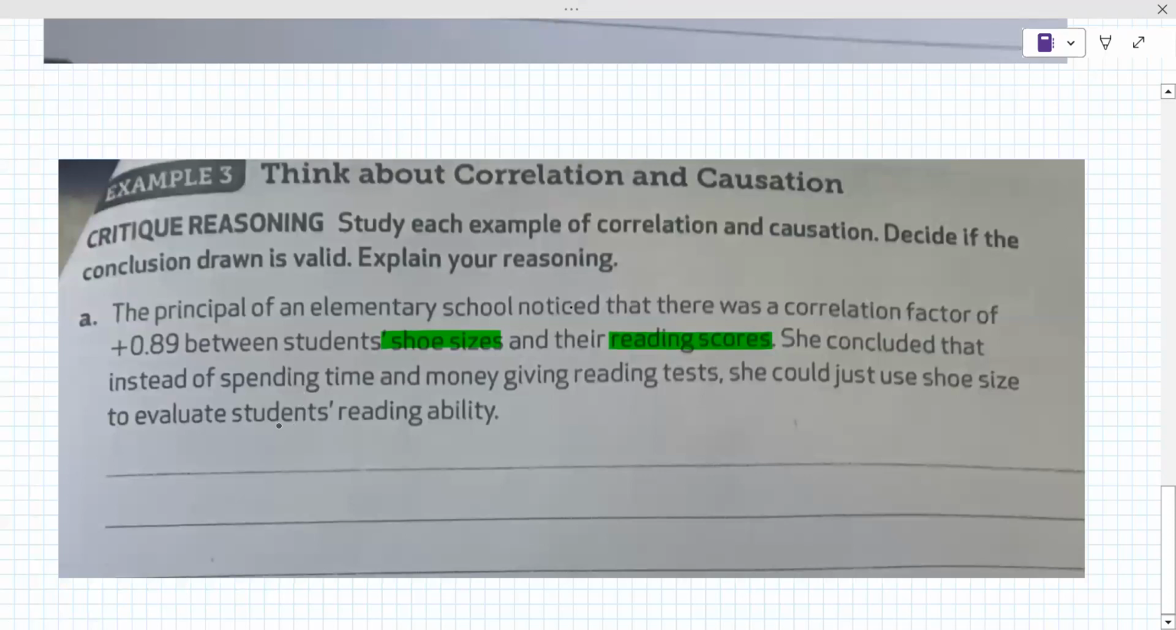All right, so let's decide if the conclusion is valid. You have to decide whether shoe size actually causes reading score increase. And I think we're saying that it does not, because you naturally have a bigger shoe size as you get older, and as you get older, you get an increased reading score. Yeah. So this would be maybe not valid.